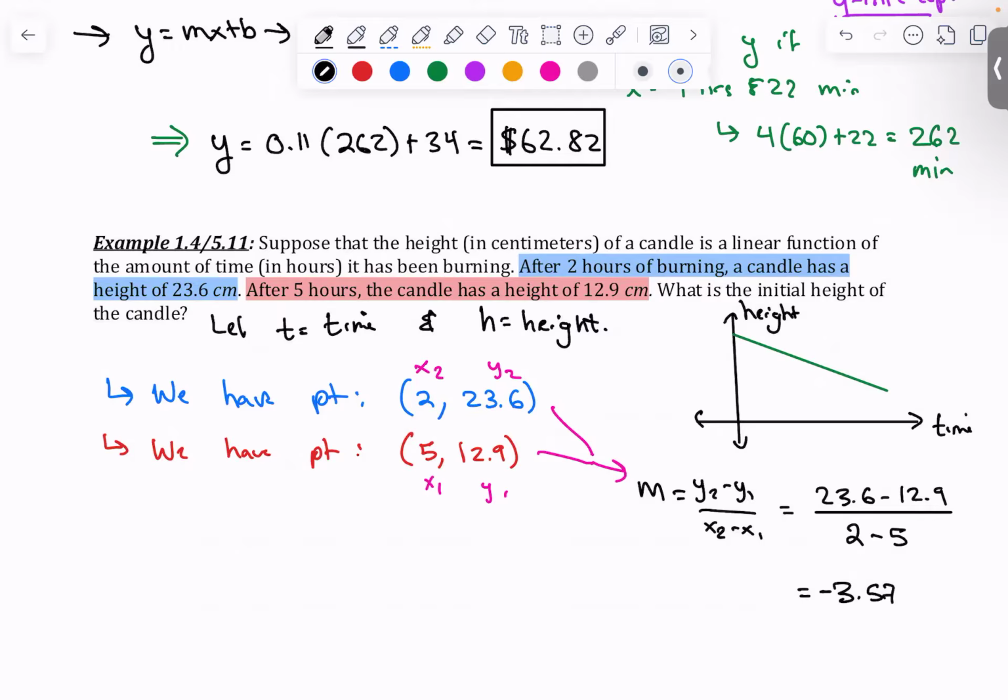Okay. With this problem, average rate of change, and that's it. Cool, cool, cool, cool. All right. Now that we've gotten the slope, it says, what is the initial height of the candle? So we need to know what the height was. So let's underline that, or highlight that rather. We want h when t is equal to 0.